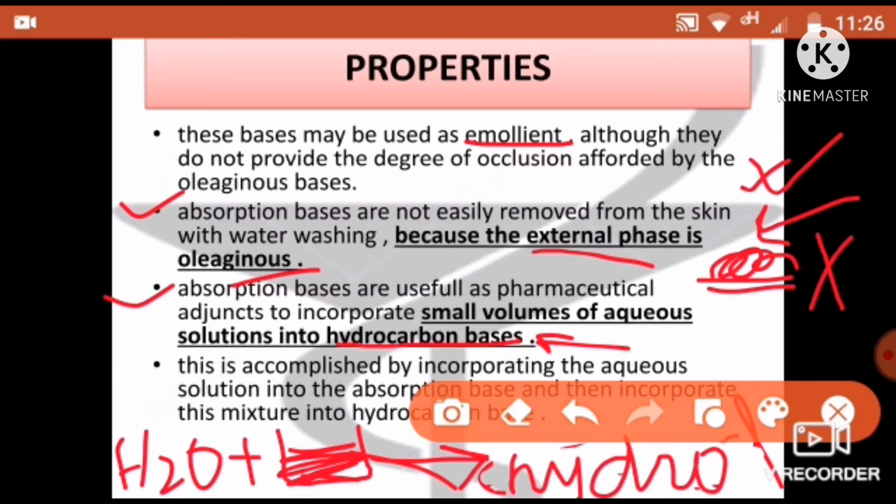So this hydrocarbon base is now able to obtain a large amount of water, above its capacity. Why? Because we are using a different, very smart technique: we absorb our required quantity of drug or liquid preparation into the absorption base and then incorporate this absorption base into a hydrocarbon base.